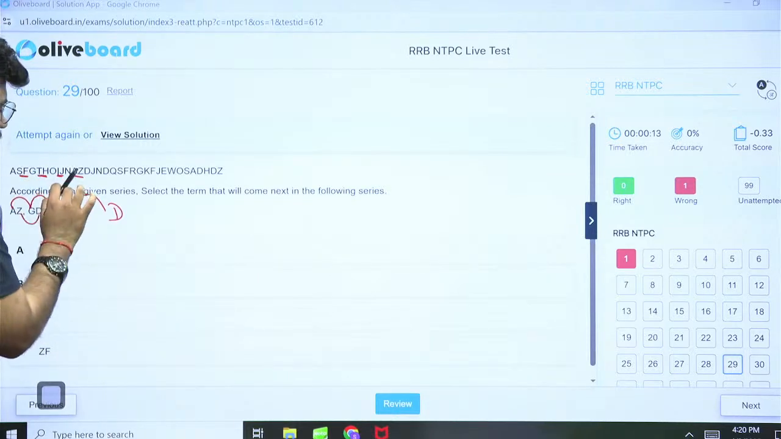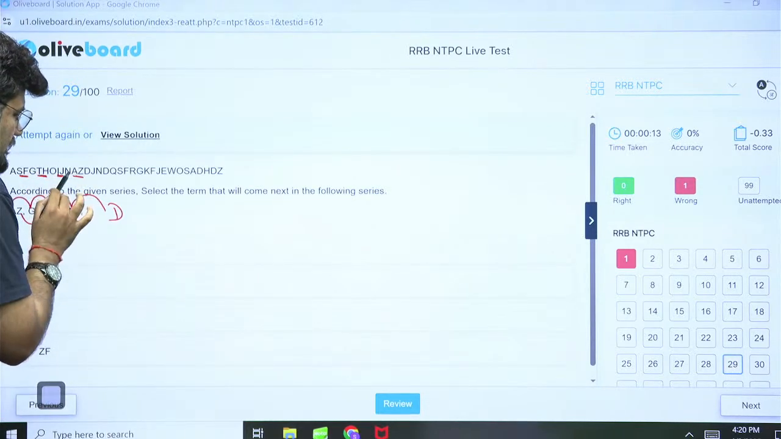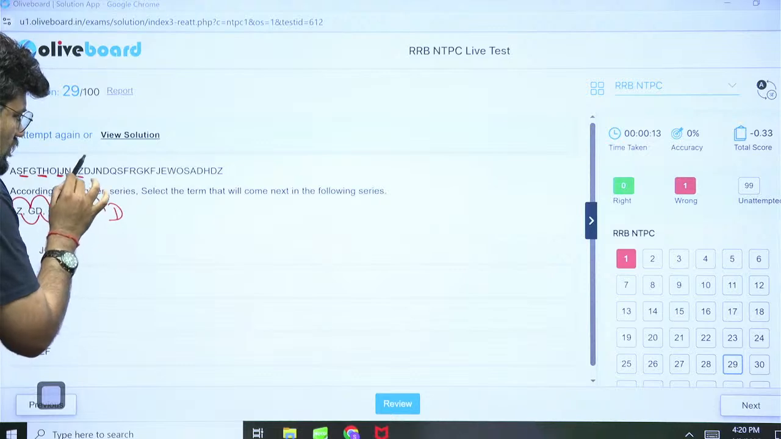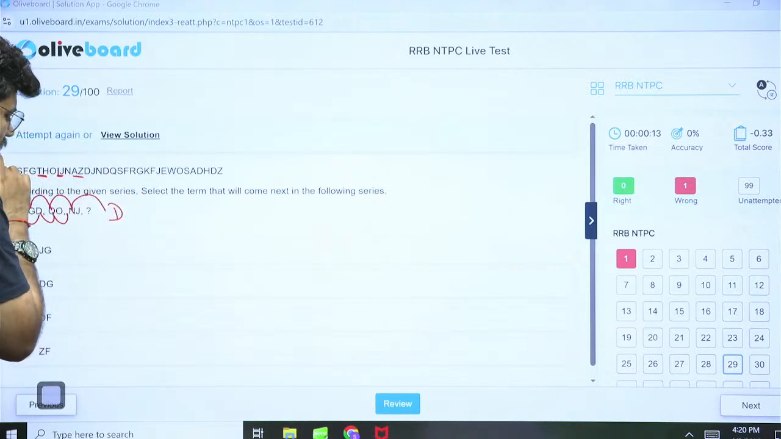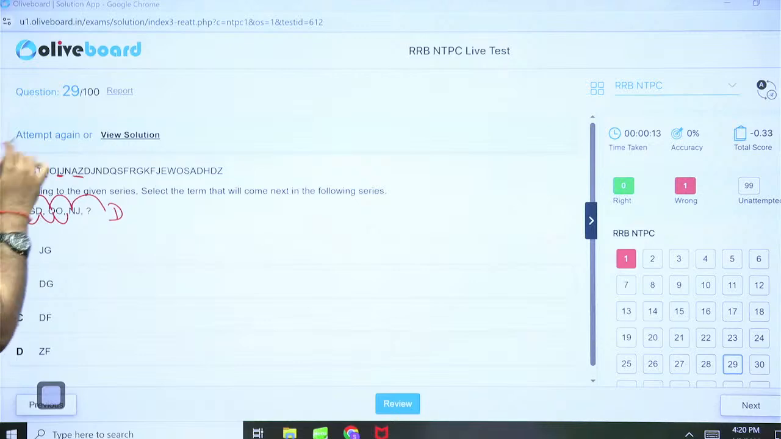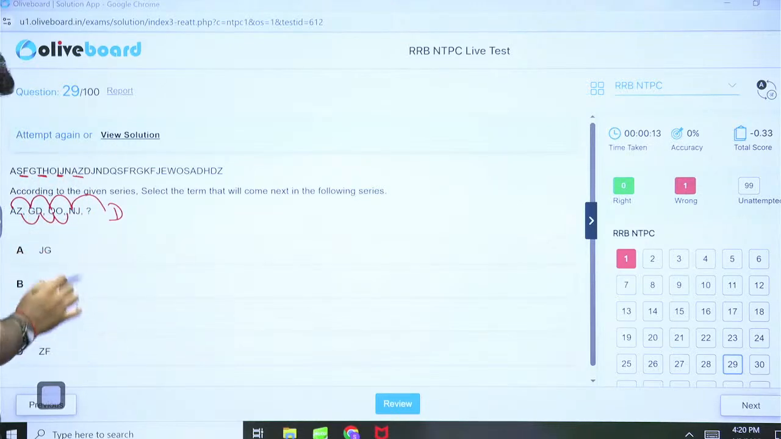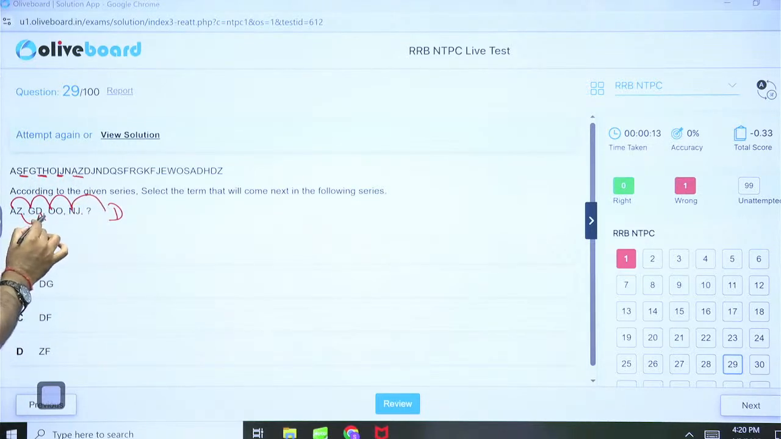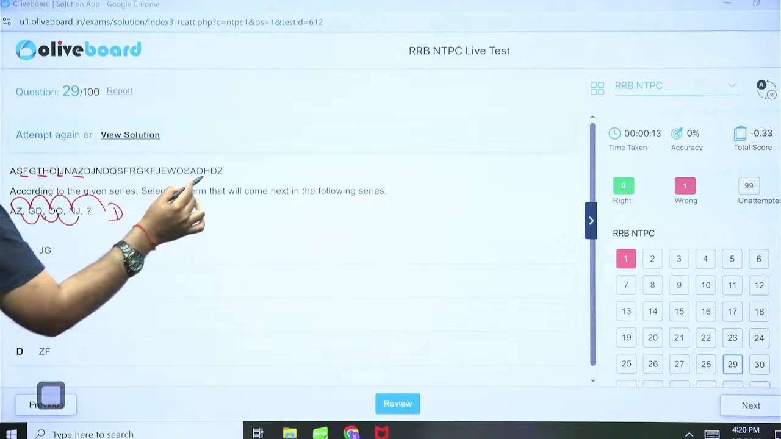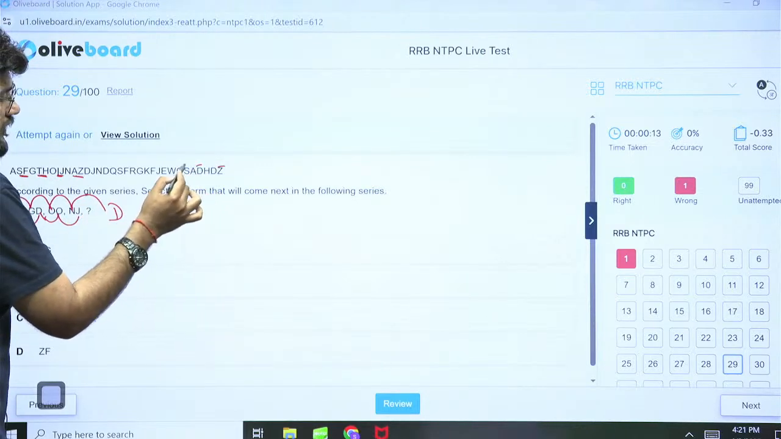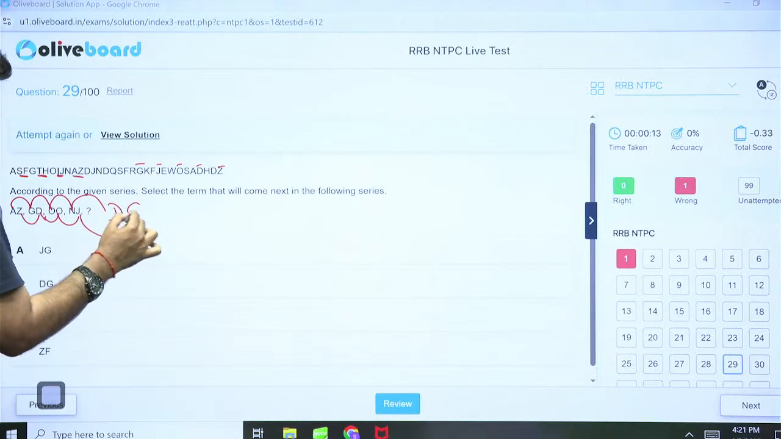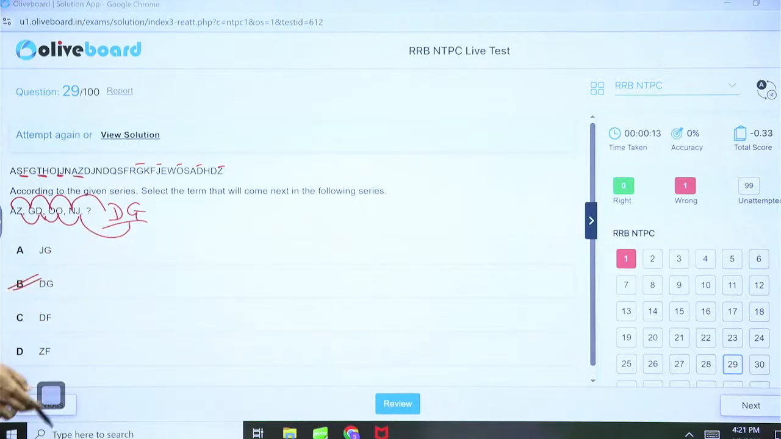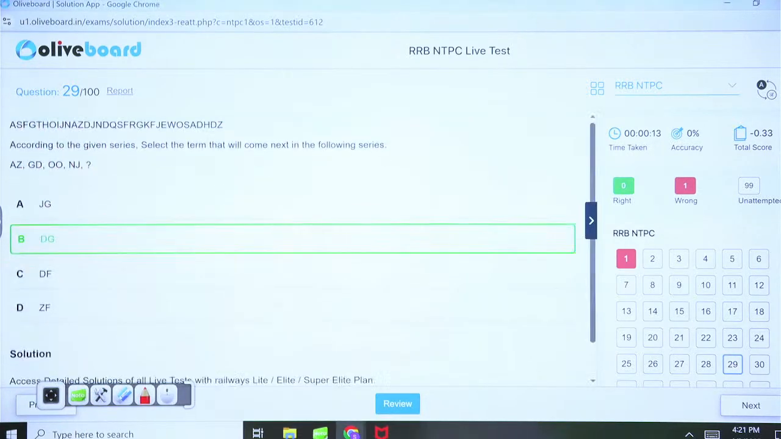From Z, D, O. Oh, O and J. Oh, my bad. Sorry. Why O and N? What am I doing? So D, O and O, J. This is what is happening. Z, 2 letters, D, 2 letters, O, 2 letters, J. So 2 letters, G will be the correct answer. DG will be the right answer. Option B. Okay.